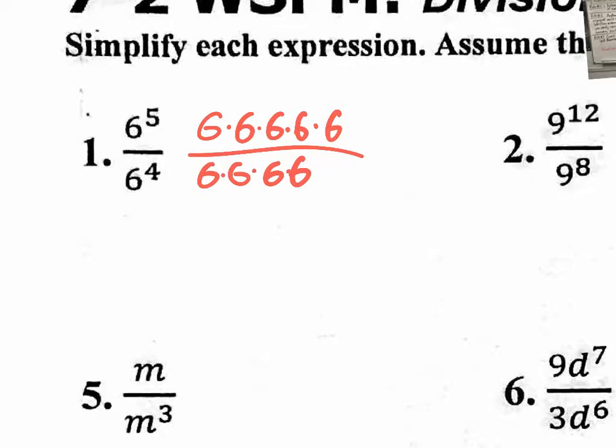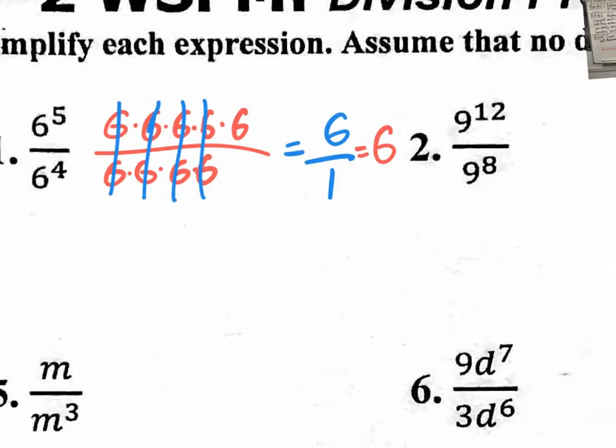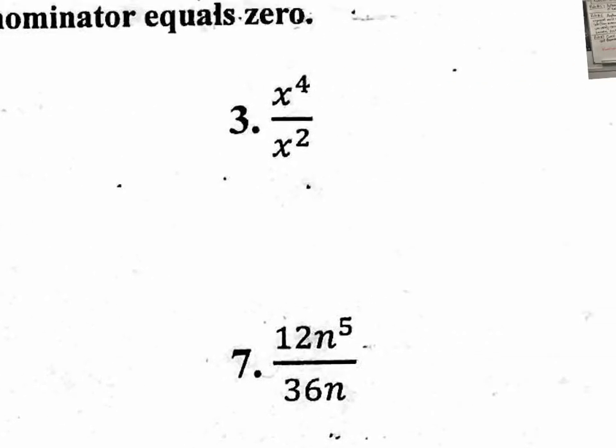So when you start canceling, 6 over 6 is 1. Cancels 1, cancels, cancels. The only thing left is 6 up on top. It would be pointless to put it over 1 because anything over 1 is still that same number. So 6 divided by 1 is still 6. So I would just write it as the answer 6. Make sense? And that was rule 7. You don't have to memorize the number. You just need to know how to apply it.